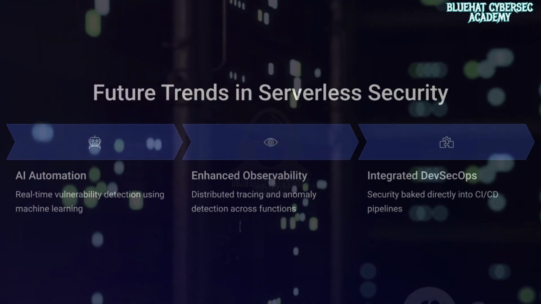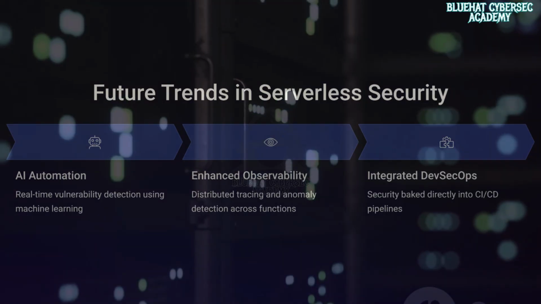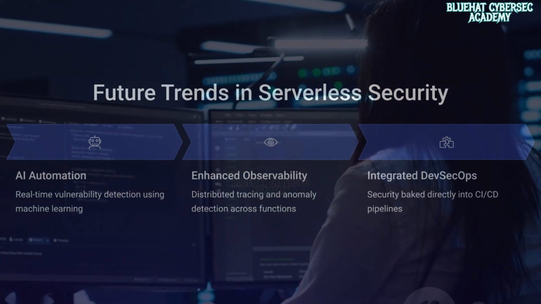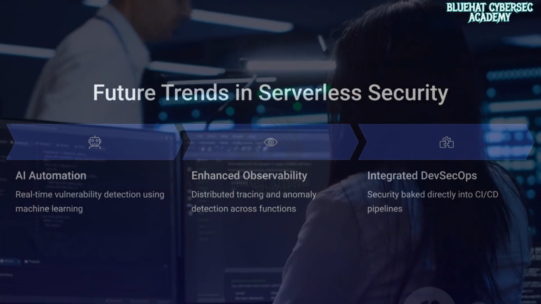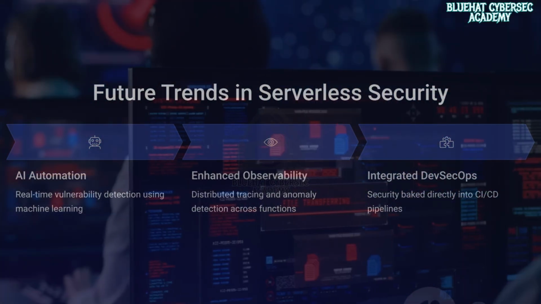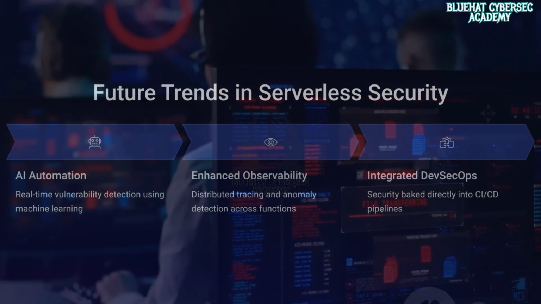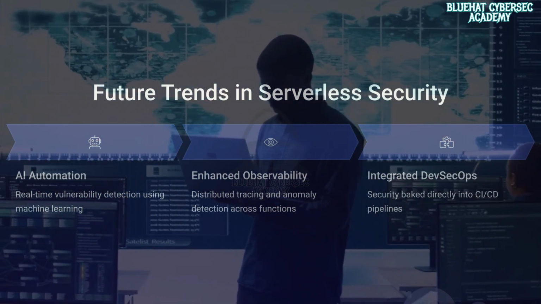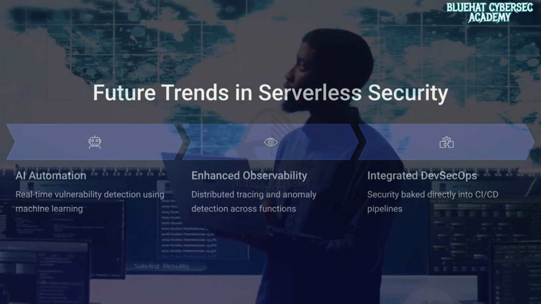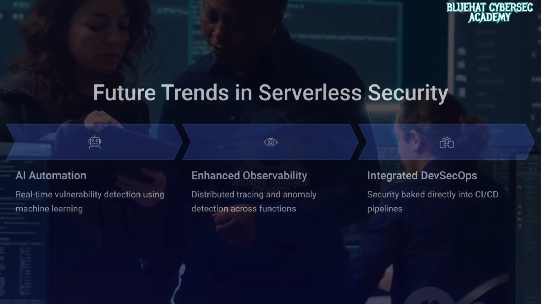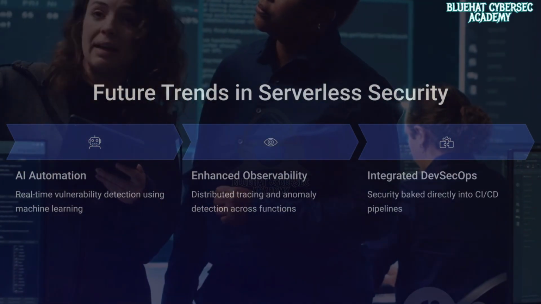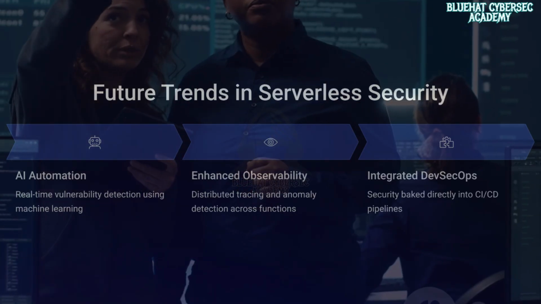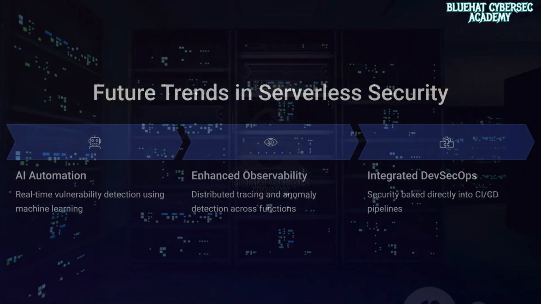Looking ahead, the future of serverless security is evolving quickly. Emerging trends include function-level security automation using AI to detect vulnerabilities in real time, enhanced observability through distributed tracing and anomaly detection, and integrated DevSecOps practices that bake security directly into serverless CI/CD pipelines. By staying proactive, organizations can safely leverage serverless architectures while keeping their data and systems secure.